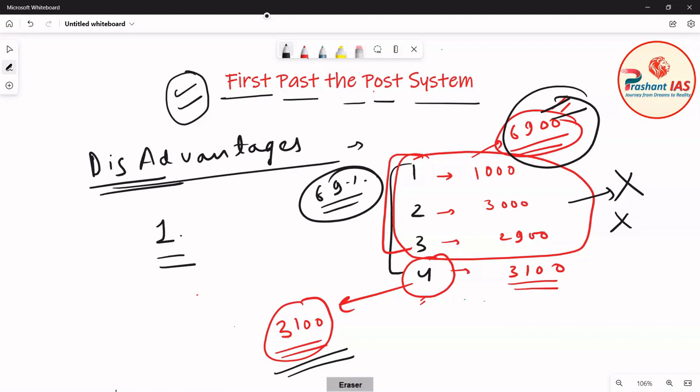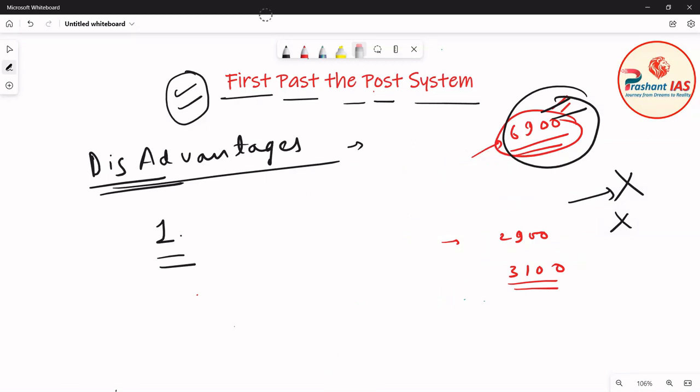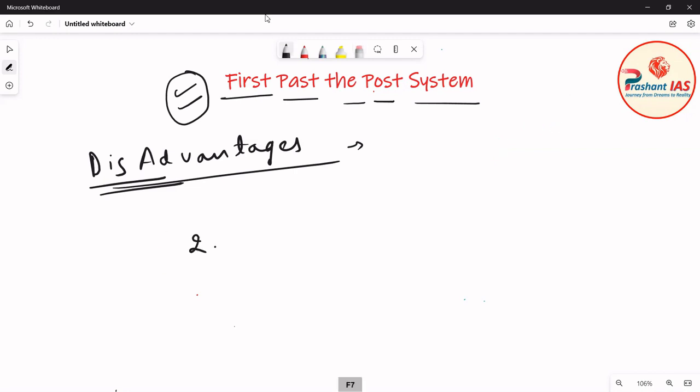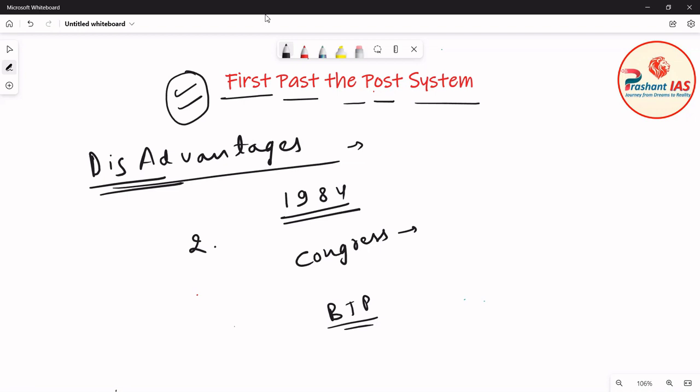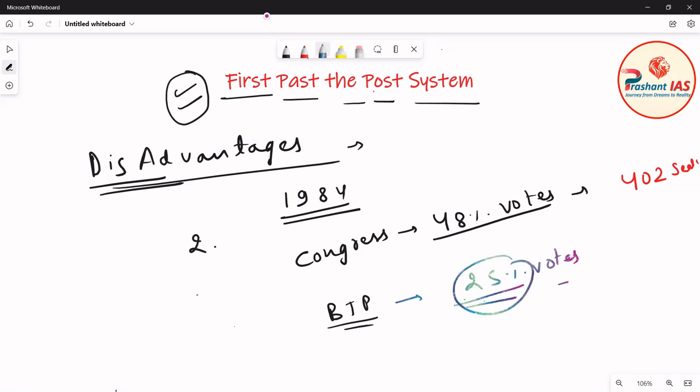Now let's see what the second disadvantage of the system is. Friends, to explain the second disadvantage, I am giving you one example. In the 1984 election, we will talk about 2 parties, Congress party and BJP party. In the 1984 elections, Congress got 48% votes in the Lok Sabha election, and Congress won 402 seats. It means it was approximately 74% of the seats. On the other hand, BJP got 25% of the total votes, but BJP only got 2 seats in Lok Sabha.